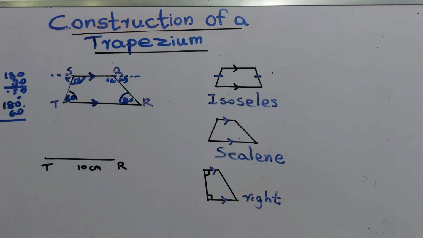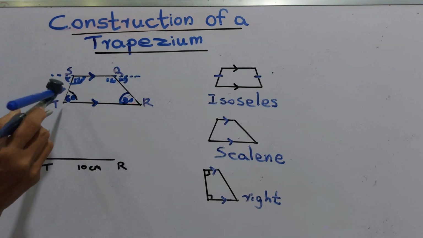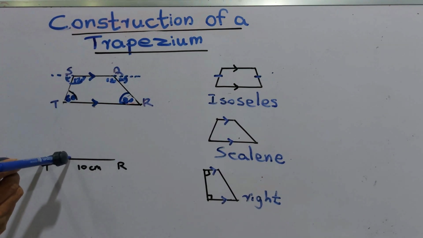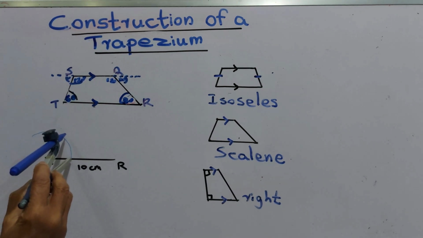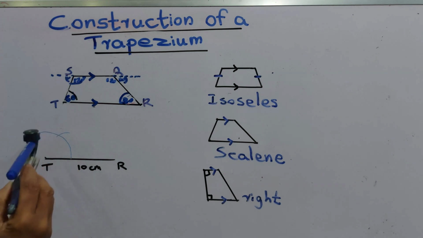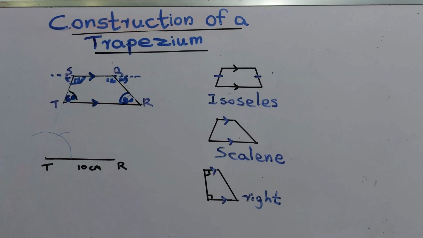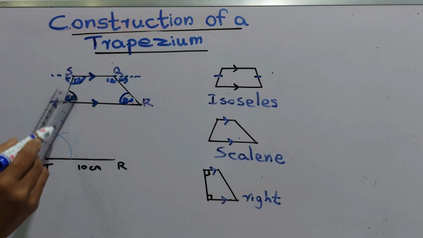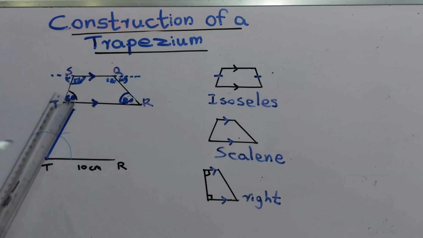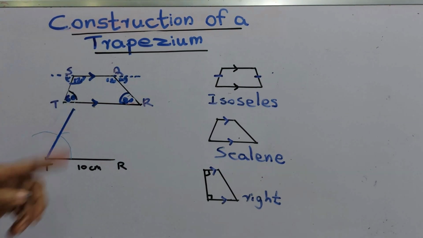Okay, then we are going to construct the angle here. Keep the compass on T, and we have to draw an angle of 60 on T and draw the arc from here. This is 60. Then we can join these two, from T to this bisect here. And on this side we have to take 30.